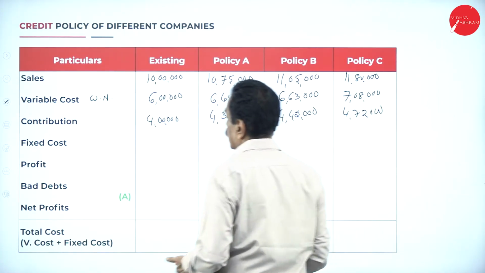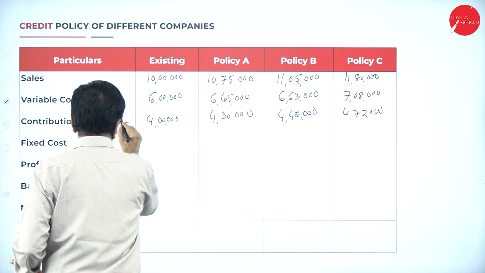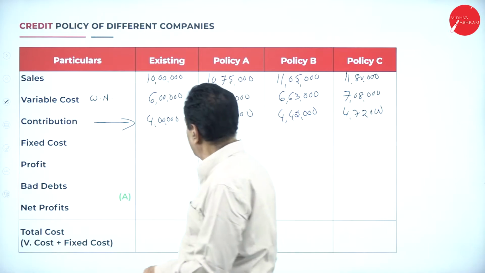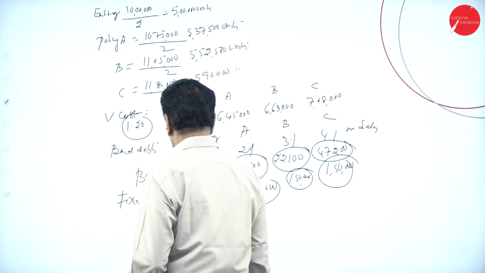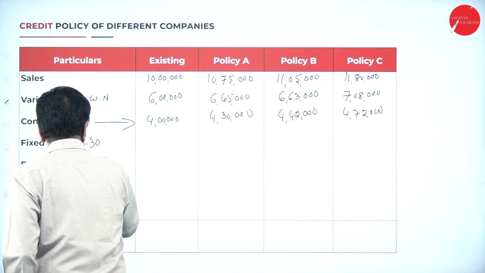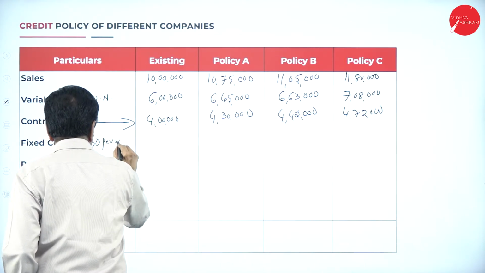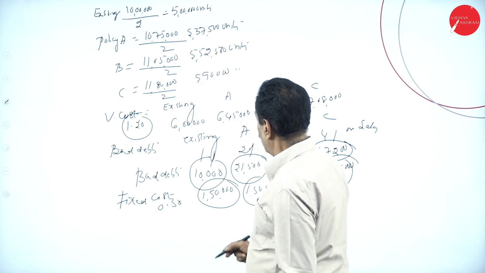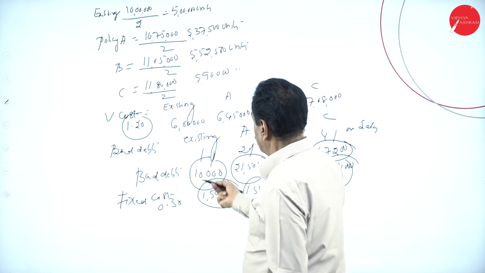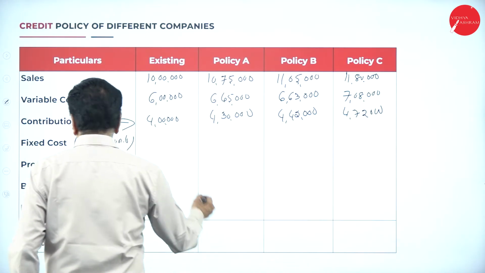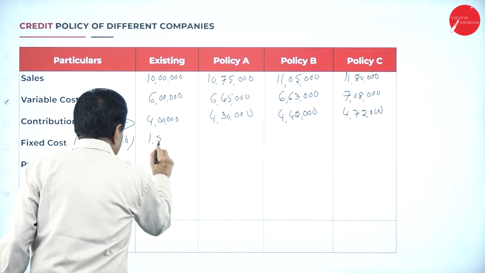4,72,000. This is your contribution, sales minus variable cost. You calculated your fixed cost on 0.30 per unit. So 5 lakh into 0.30, that is 1,50,000. Fixed cost remains constant.